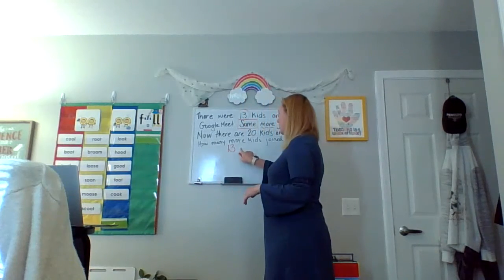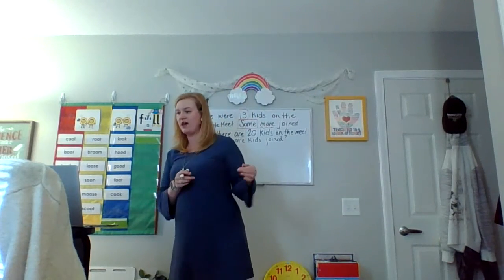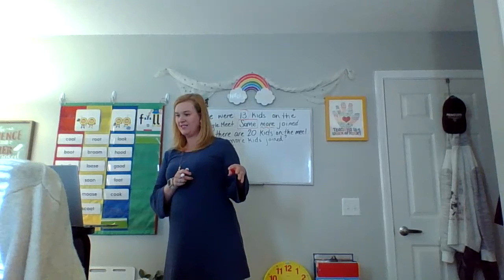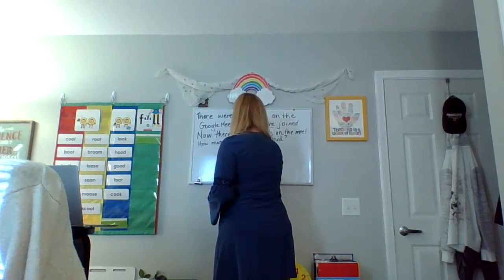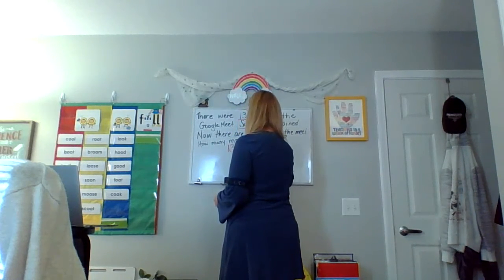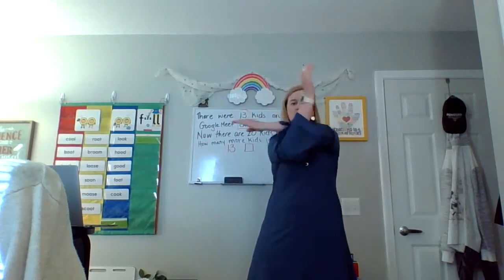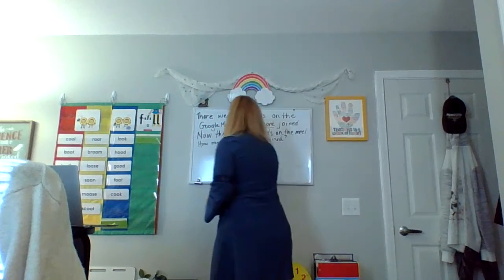Okay, so in an equation, what does the word some mean? It's a symbol for the unknown. So we don't know how many more joined yet. You might know in your head, but for our equation, it's a symbol for the unknown. Now, some more joined. So is that addition or subtraction? Show me. Addition or subtraction? Some more joined. Yep. It's addition.